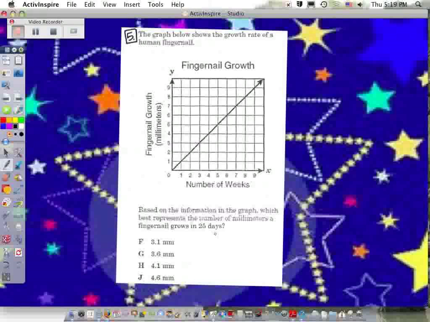Here, days, weeks, use brain power. How many days are in 1 week? How many days are in 2 weeks? How many days are in 3 weeks? Where would 25 fall? And let's trace it up to where it falls on the line. Very basic.